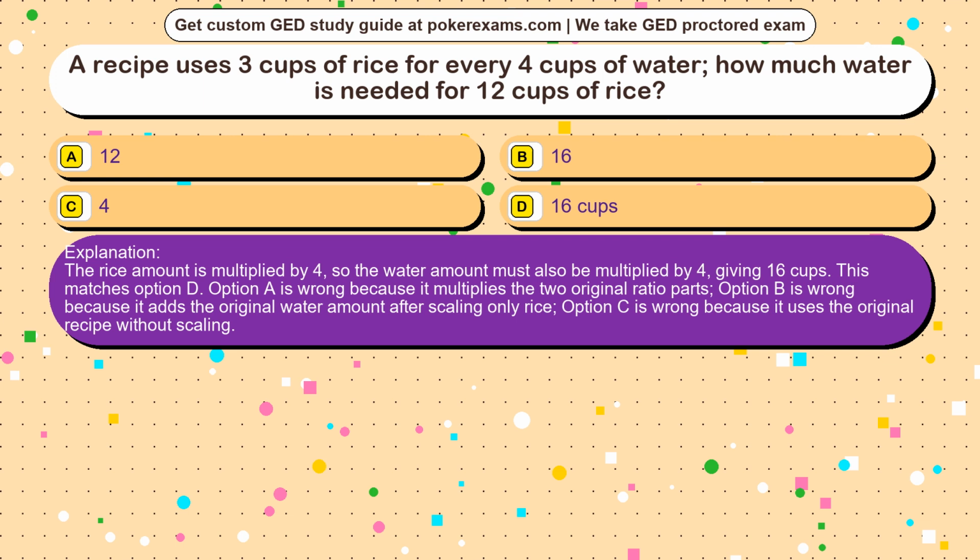The rice amount is multiplied by 4, so the water amount must also be multiplied by 4, giving 16 cups. This matches option D. Option A is wrong because it multiplies the two original ratio parts. Option B is wrong because it adds the original water amount after scaling only rice. Option C is wrong because it uses the original recipe without scaling.